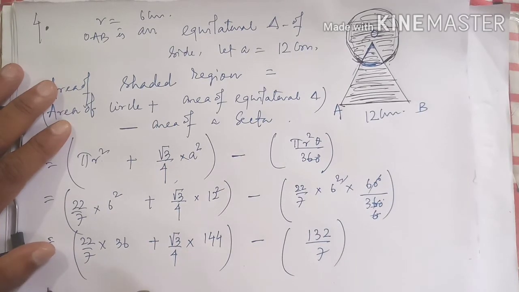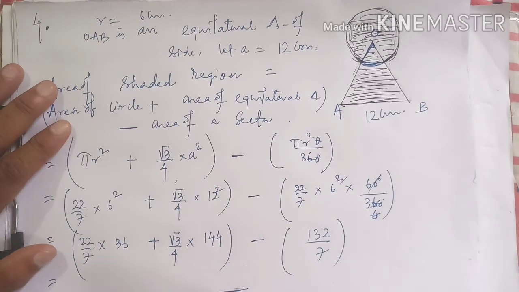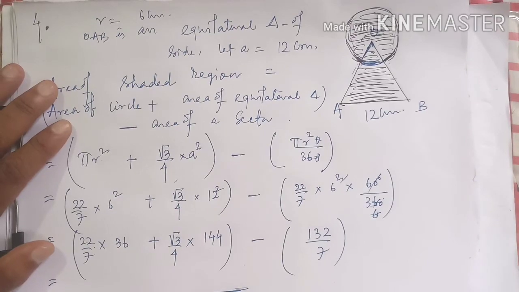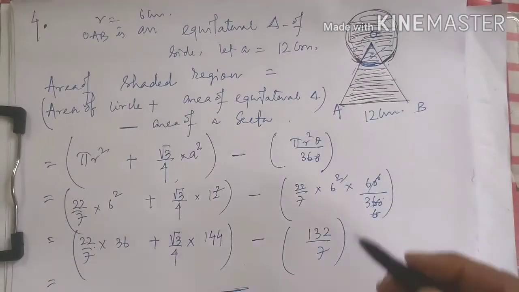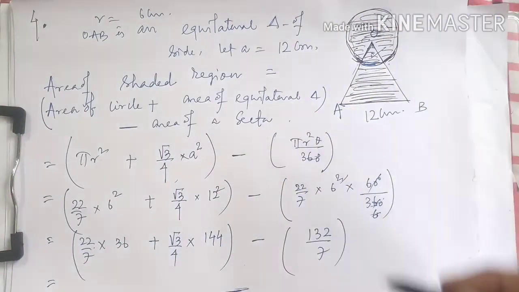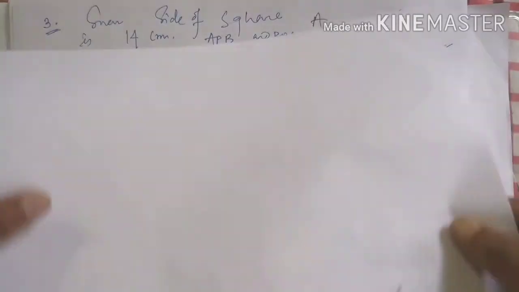Okay students, now I hope you just try to multiply these terms, add these two terms, and subtract the remaining part. You will get the remaining portions. These portions can be excluded and you will get the area of the shaded region. Okay. Next is what?